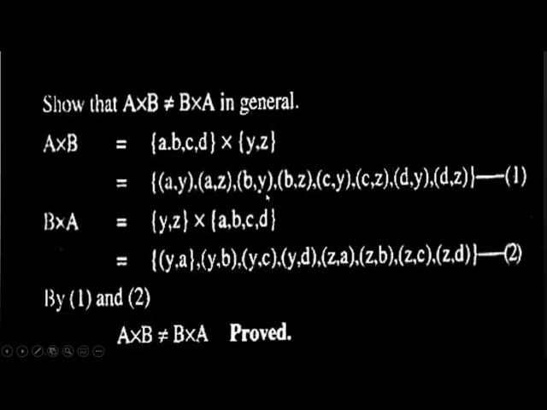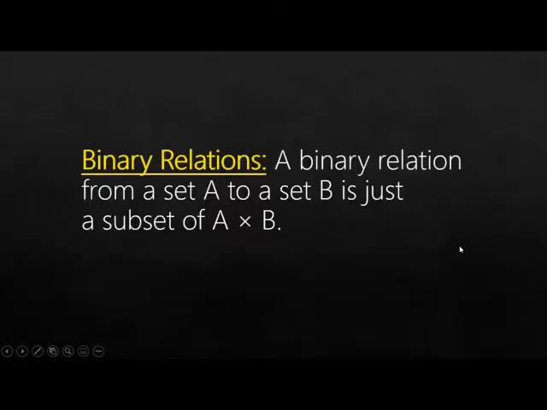So you can clearly see that this set of ordered pairs, or Cartesian product, is not equal to that Cartesian product. So it has been proved that A cross B is not equal to B cross A.